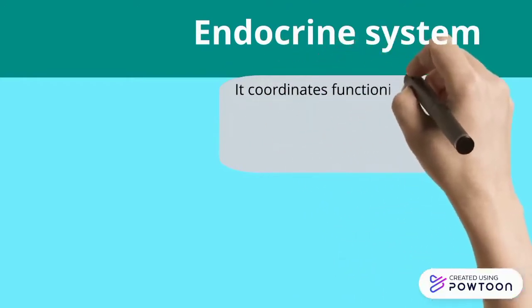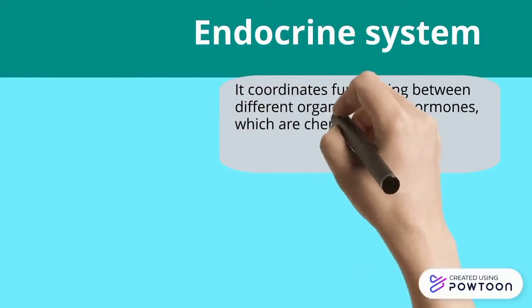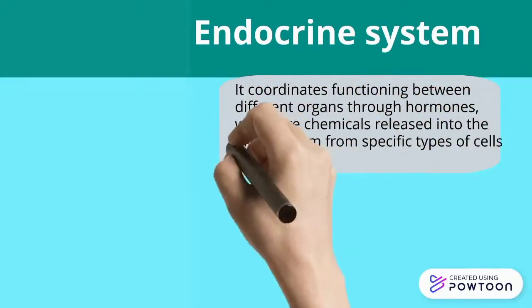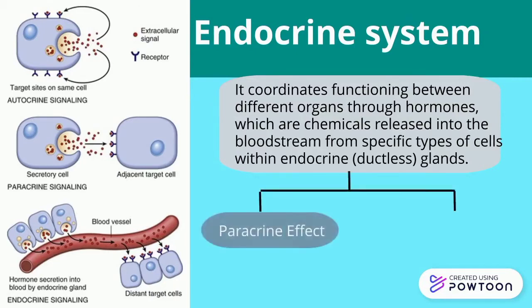The endocrine system coordinates functioning between different organs through hormones, which are chemicals released into the bloodstream from specific types of cells within endocrine, ductless, glands. Once in circulation, hormones affect function of the target tissues, which may be another endocrine gland or an end organ. Some hormones exert an effect on cells of the organ from which they were released, paracrine effect, some even on the same cell type, autocrine effect.